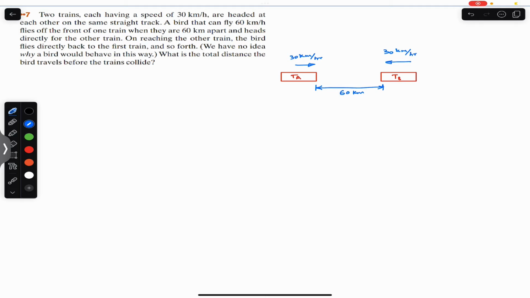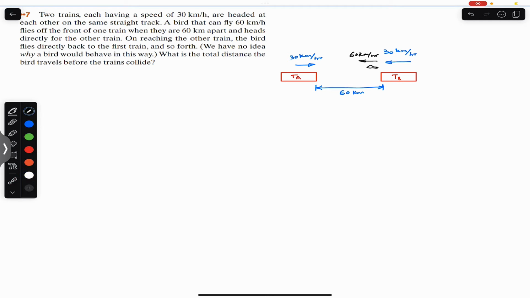And further, it is said that a bird flies from one of the trains. So let's say this is our bird, and the bird flies from the front of one of the trains. Let's say that it starts flying from train B with a velocity of 60 kilometers per hour. So we are required to find the total distance traveled by the bird when both the trains collide.